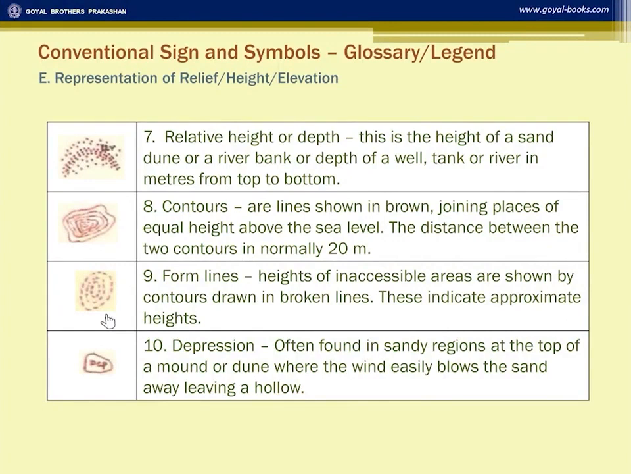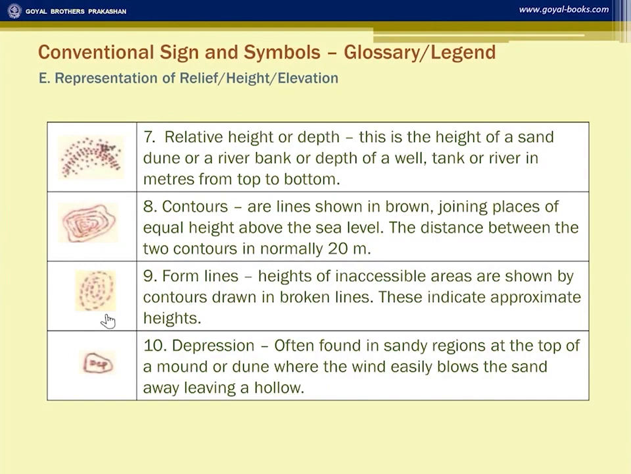Form lines are the broken lines which are drawn in place of contours for the area which is inaccessible, where we are unable to do the survey. We show them with approximate height above sea level, and they join the places which we think would have approximately the same height above sea level.